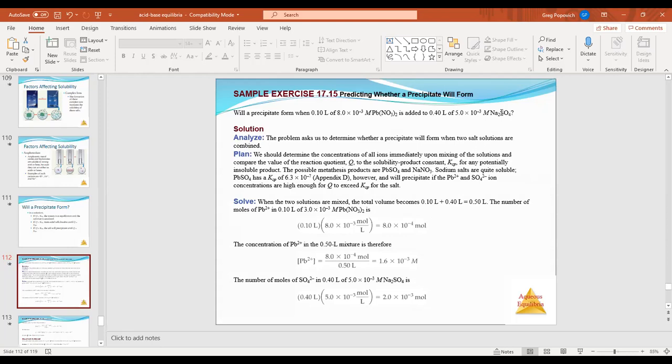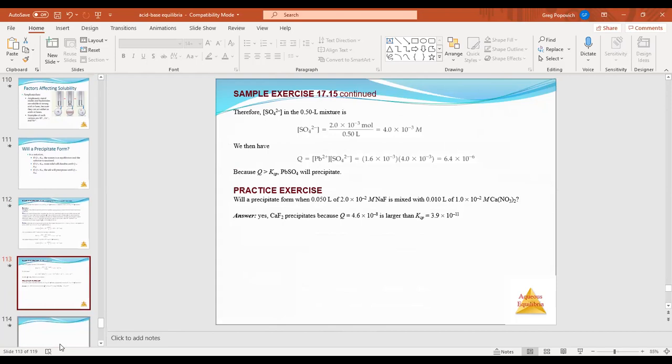I look at my sulfate. I have 0.40 liters of sulfate times the concentration of sodium sulfate. That is going to give me 0.4 liters times the concentration. That will give me my moles of sulfate. Again, it's no longer in 0.40 liters, but it is in 0.50 liters. So now I have my concentration of sulfate.